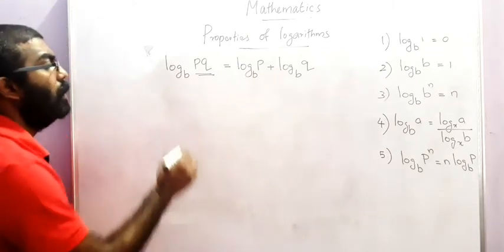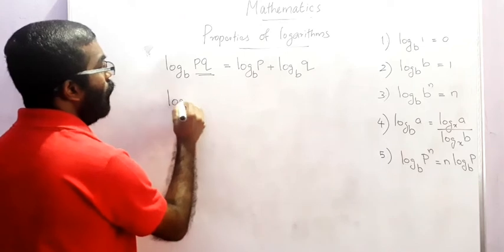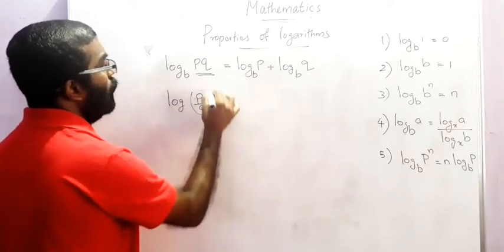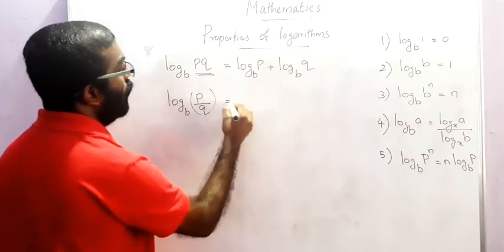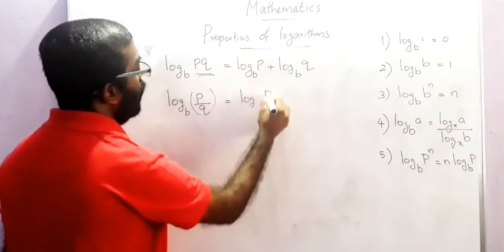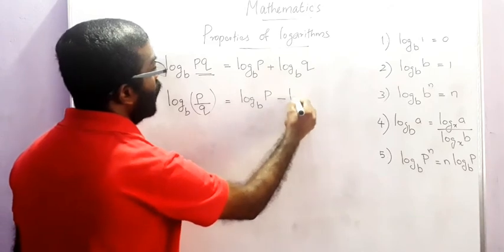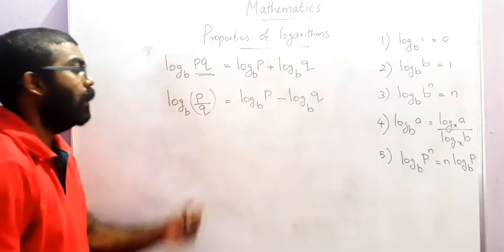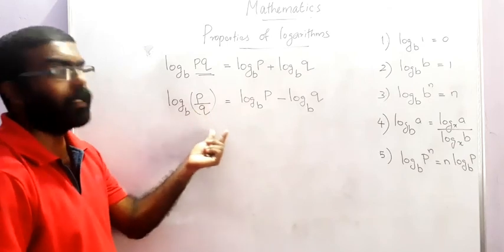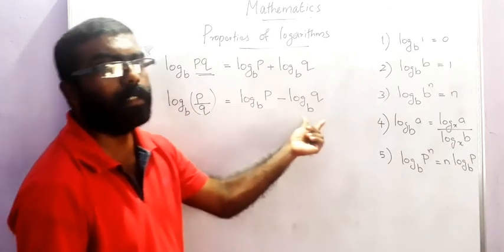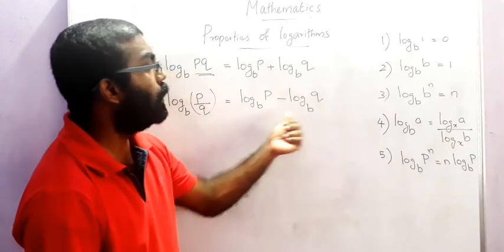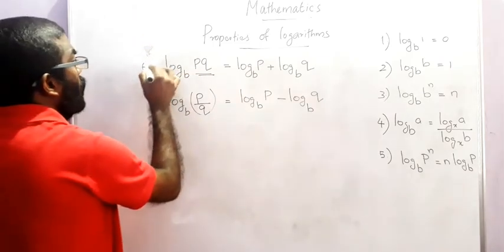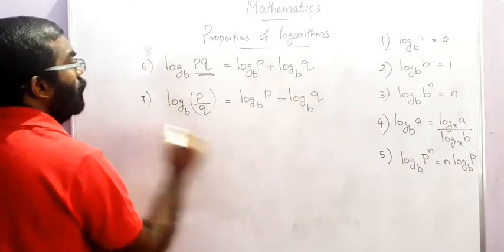Similarly, another one is log p by q with the base b is equal to log p to the base b minus log q to the base b. Log p by q can be written as log p minus log q, keeping the same base. So this is the sixth one and this is the seventh one.